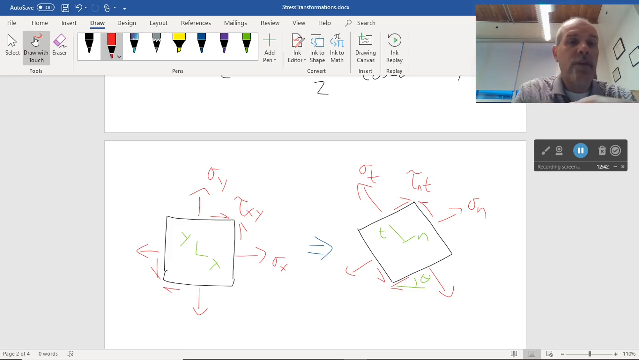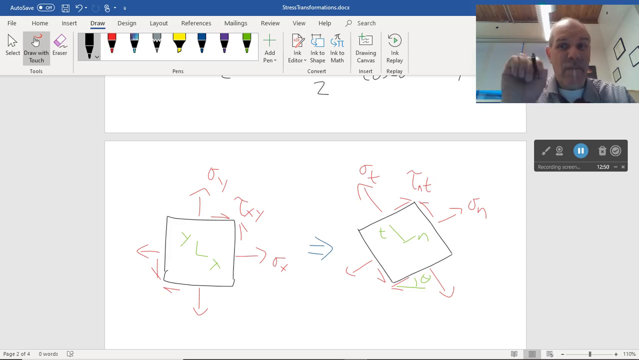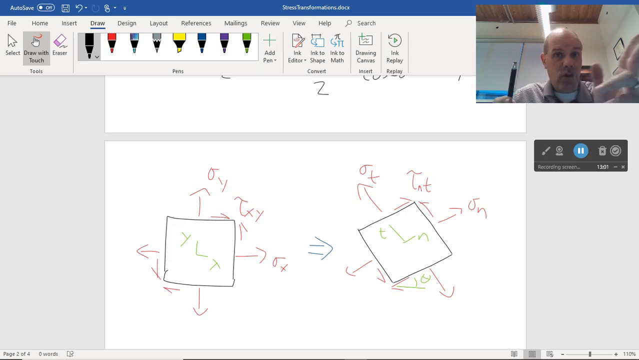Where this is going in the near future, we can use this and figure out when I get the biggest sigma n, the biggest sigma t, the biggest tau nt. Well, really, biggest sigma n, biggest sigma t, just going to be the same rotation by 90 degrees apart, as you can imagine. But the biggest and the smallest axial stresses, those are the important ones, as well as the largest shear stress. Thanks a lot for watching.